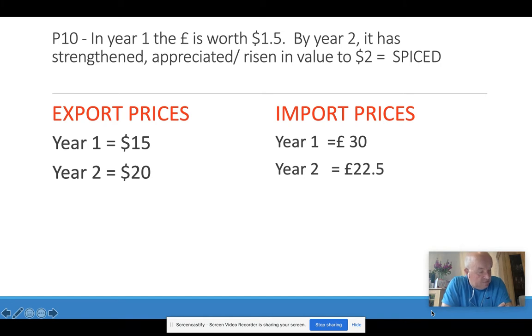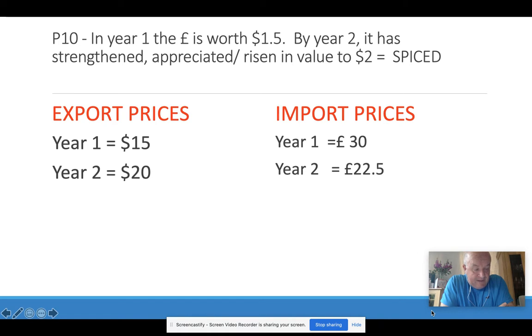Okay, so effectively our export price in year 1 would have been $15. So if the good was priced at £10 in year 1, the value of that good as an export would cost $15, but because of this appreciation in the value of the pound, in year 2 the cost for a US consumer would be $20 to buy.